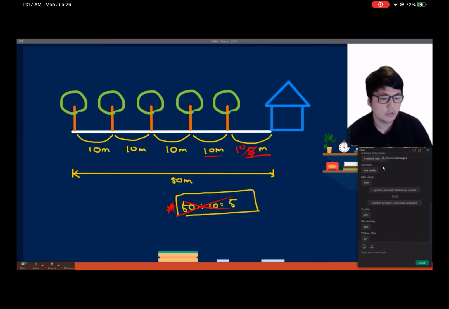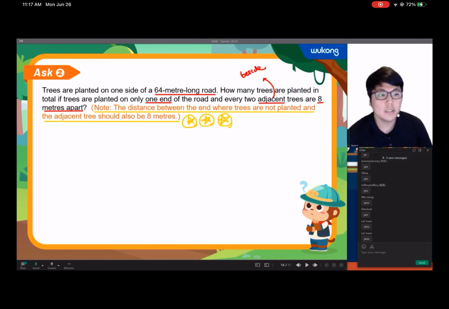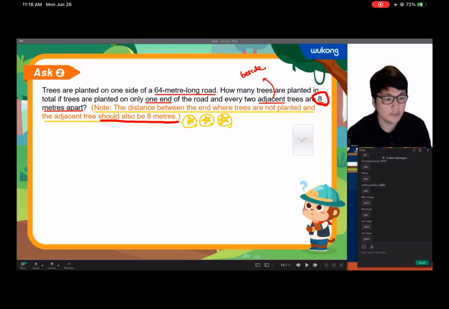Yes, very good. Jeffrey, do you understand as well? And Isaac and Olivia, good. And Sherlock, good. Very nice. This is why the question needs to tell us the second end of this space should also be 8 meters. Because our spaces between the trees are 8 meters as well. We want to have the same length for each space, which are intervals.